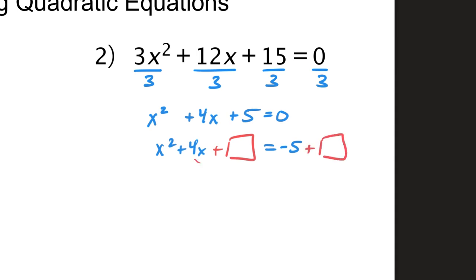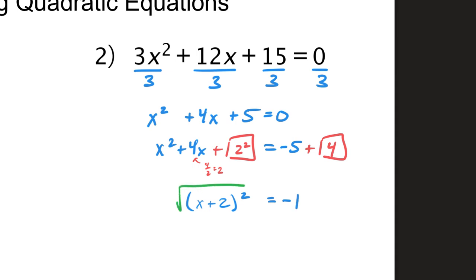That will leave space for the box to figure out what I'm going to add to both sides. And again, remember, I'm going to do that 4 divided by 2. 4 divided by 2 is 2. So I'm going to add 2 squared to both sides. 2 squared is 4. I'll simplify that over on the other side. On the left, this becomes x plus 2, that quantity squared, equals. And on the right, negative 5 plus 4, which is negative 1.